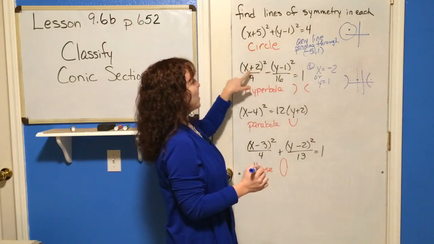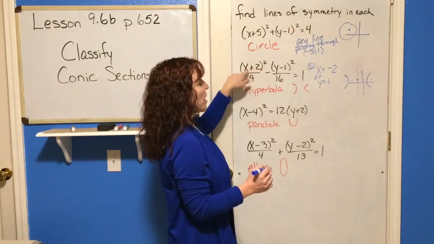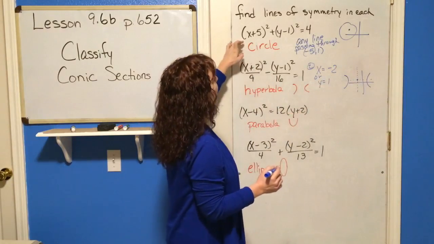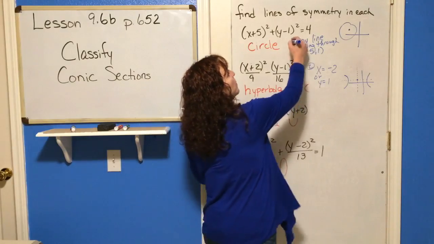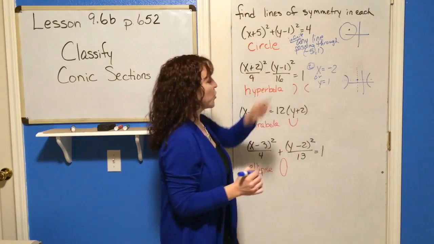And it's going to be the lines that pass through the center vertically and horizontally. All right. So on a circle, you've got an infinite number. On a hyperbola, you're going to have 2.